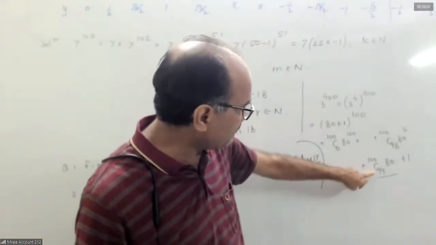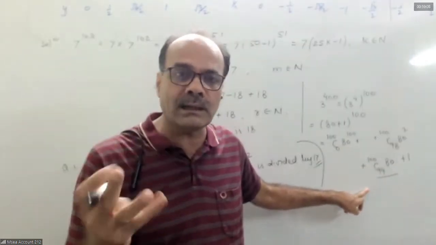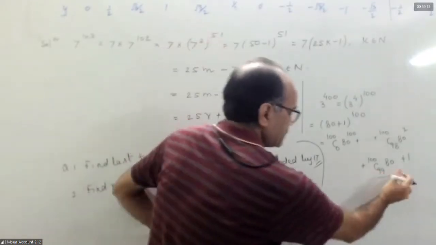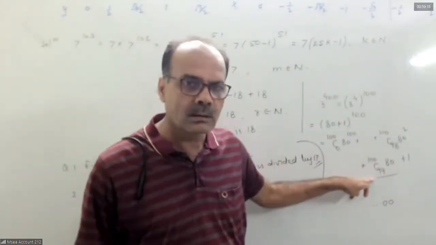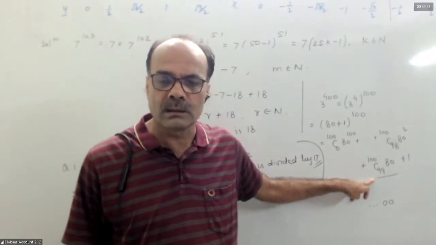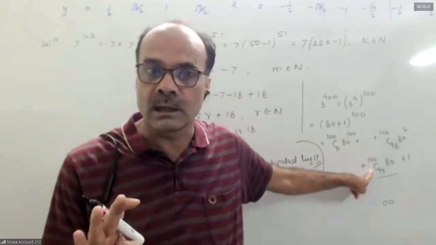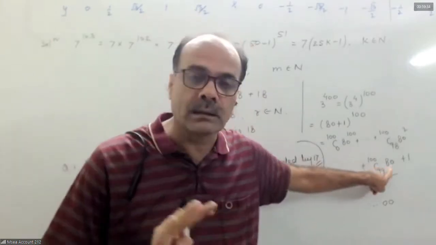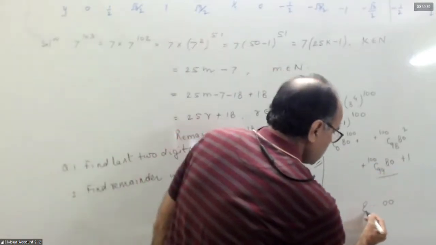So here it is 100 into 80. How many zeros are there at the end? 2. This number will be of which form? Some number will be here like that. 100C99 is how much? 100. So 100 into 80 is 8,000. Like that.